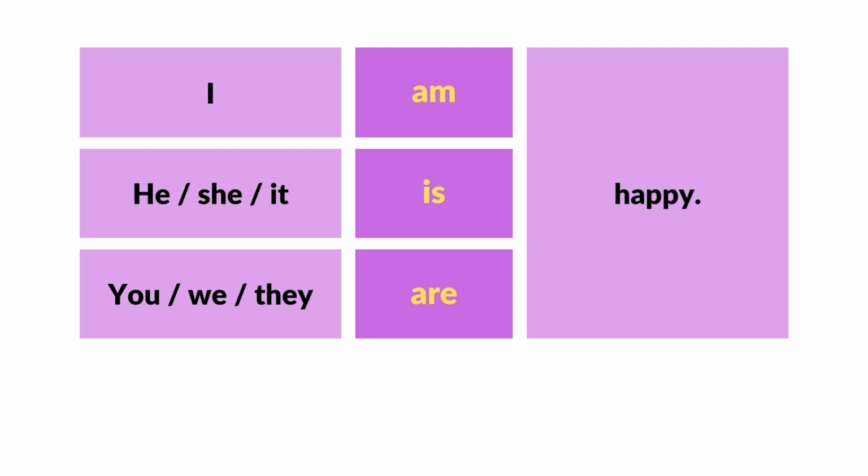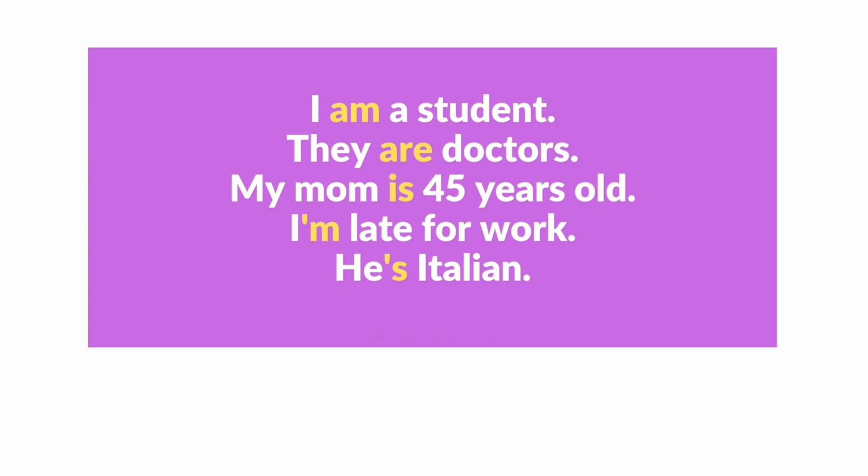As in the examples here, I am happy. He, she, it is happy. You, they, we are happy. More examples here. I am a student. They are doctors. My mom is 45 years old. The two last examples are contractions. I am becomes I'm late for work. And he is becomes he's Italian. Contractions.